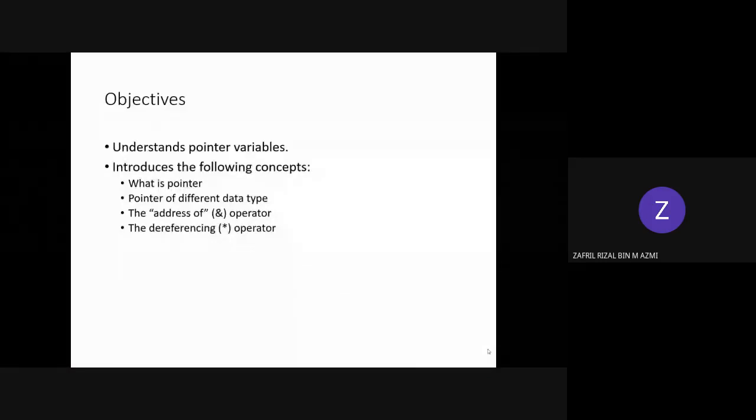Okay, so we are going to discuss the basics of pointer: what is pointer, and also how to use pointer, and pointers of different data types. Pointer is similar to variable. If variable has integer type, pointer also has integer type. Pointer has float type, character type, and string type.